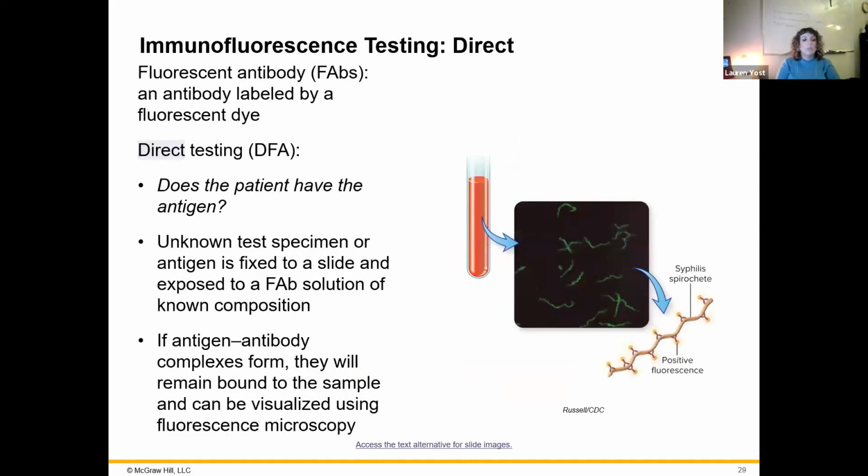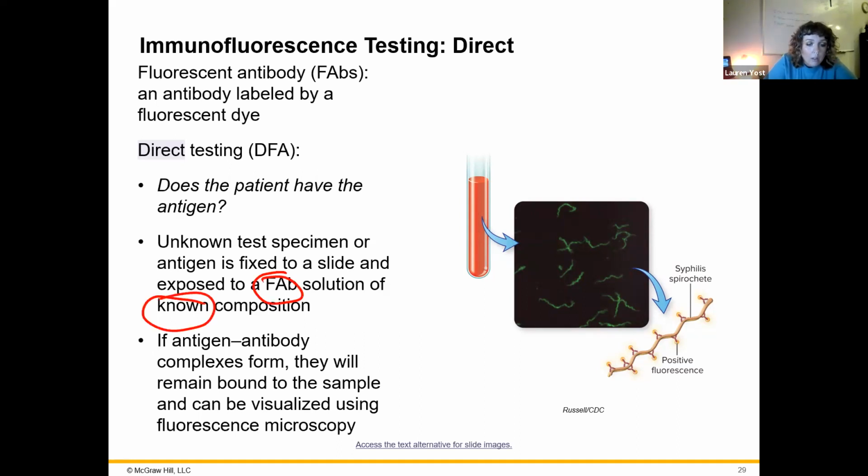Okay, so immunofluorescence. We have a direct and we have an indirect with this one. So direct, again, the concept is, does the patient have the antigen? We have our specimen, our sample from our patient, and then we will put that onto a slide. It just works differently than ELISA, but we're still just looking for antigen. So we'll put our sample on a slide and expose it to a known antibody.